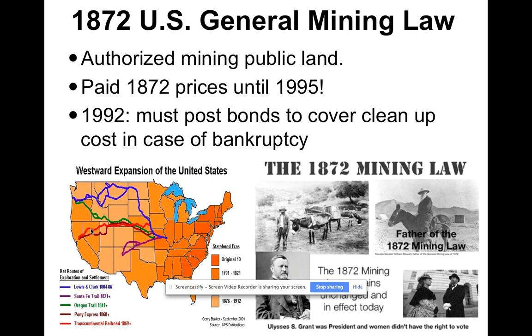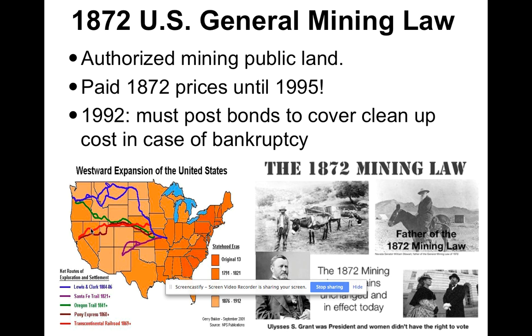So one of the first things that happened with laws pertaining to mining is in 1872, the United States put forth the U.S. General Mining Law. Basically, it encouraged people to go westward and expand the United States. You could pretty much go and get land for free. And up until 1995, we still paid the same prices, which was almost free, as in 1872. So this really was encouraging people to expand westward.